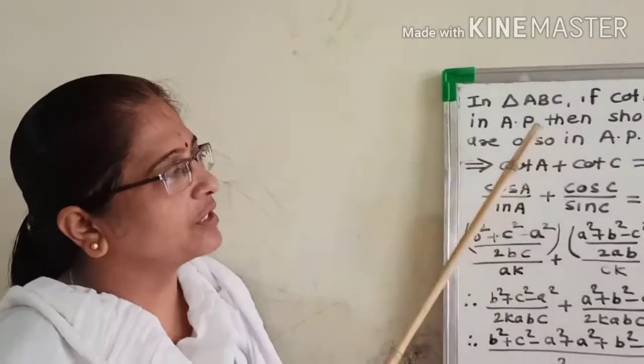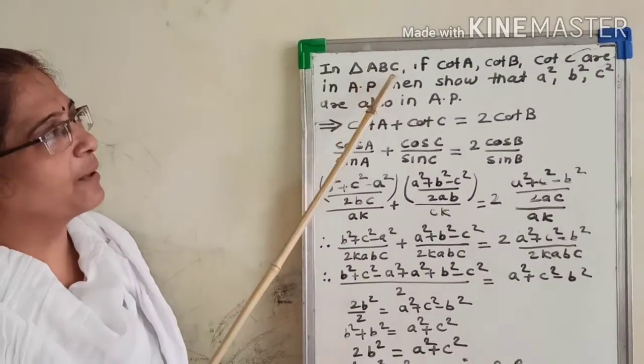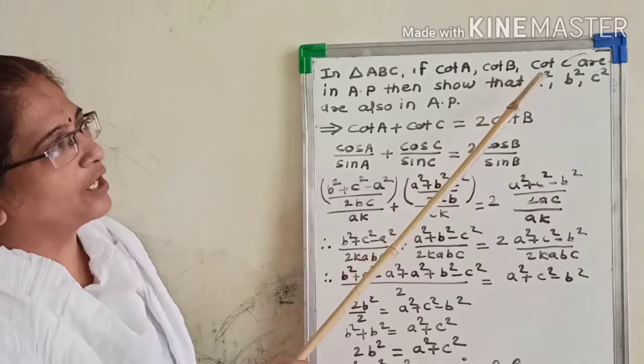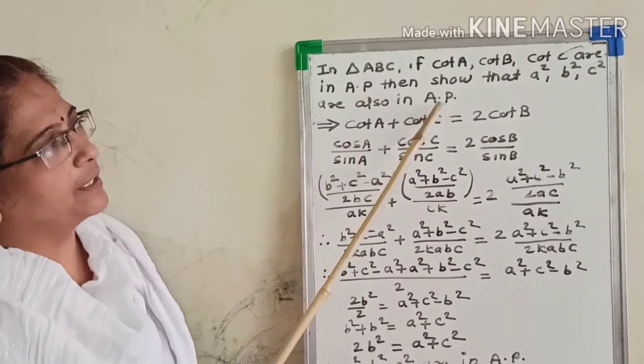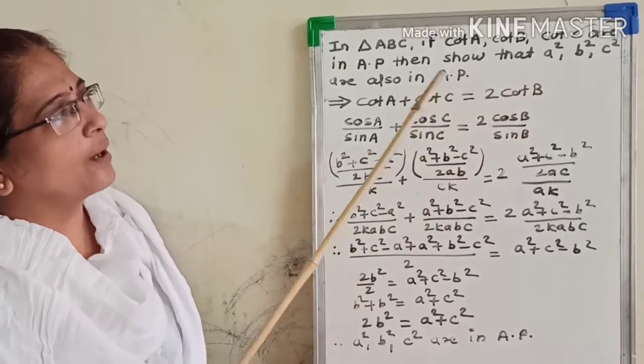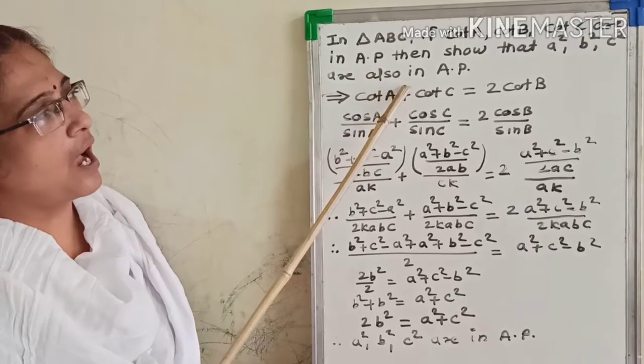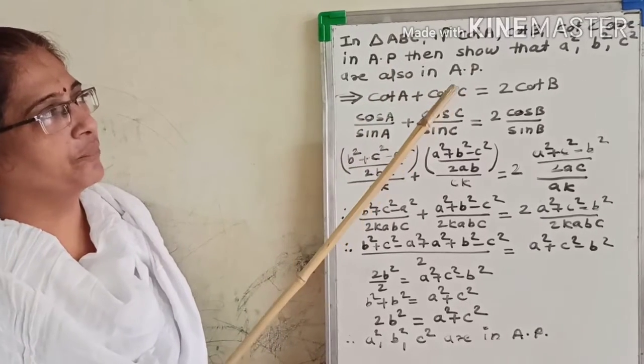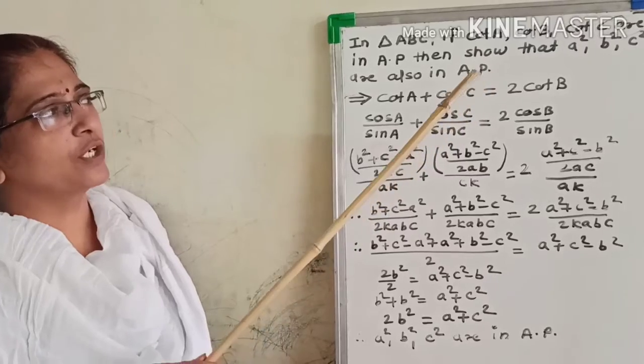Sine rule and cosine rule. So look at the board. First example: in triangle ABC, if cot A, cot B, cot C are in AP, then show that a square, b square, c square are also in AP. Okay? So we know the arithmetic progression.